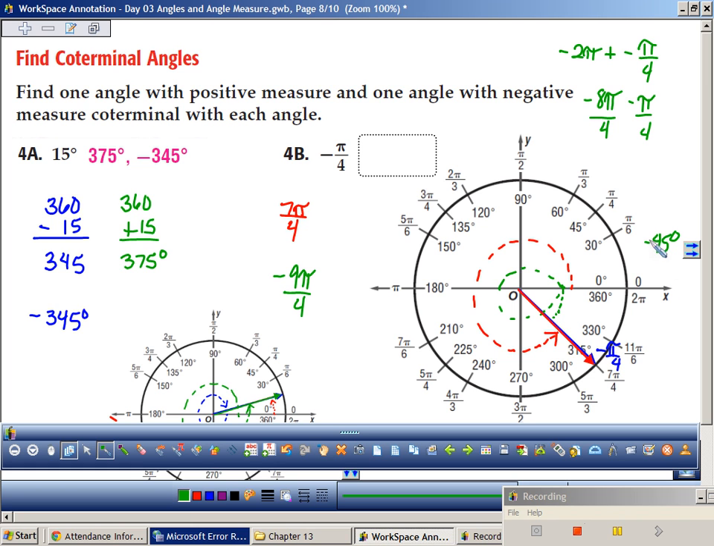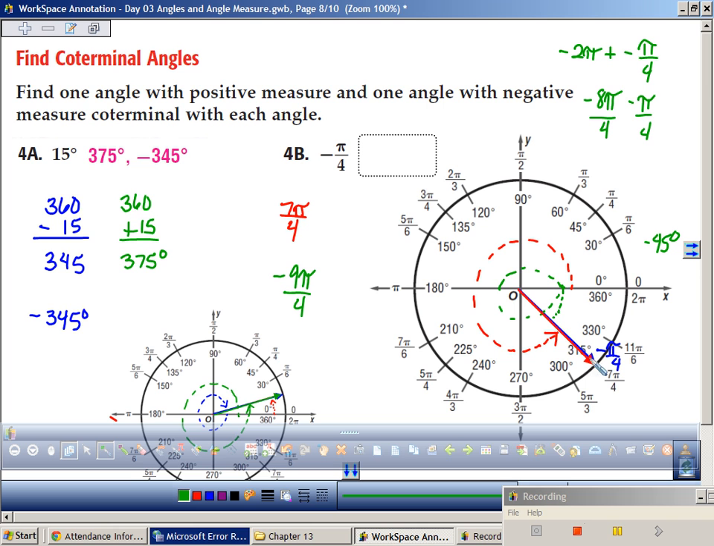Stop shuffling and stop talking. If I were to tell you to go negative 45 degrees, and then I told you to give me a coterminal angle that was the opposite of that, wouldn't that be going in this direction and I would land at 315? Yeah. Same thing. Okay, does that make a little more sense? Kind of.